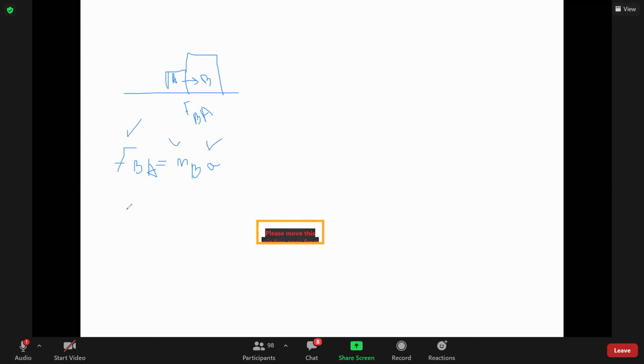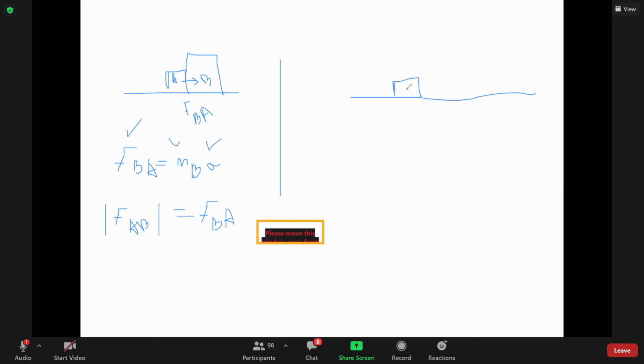Now, something to know is that if AB magnitude should be what? FBA. Yeah, because these are contact forces, equal and opposite, like Newton's third law. Right. Let's advance this, and let's say now I have three objects.